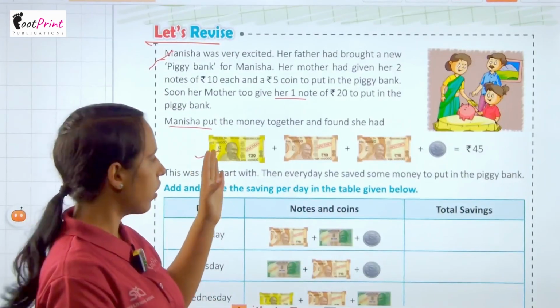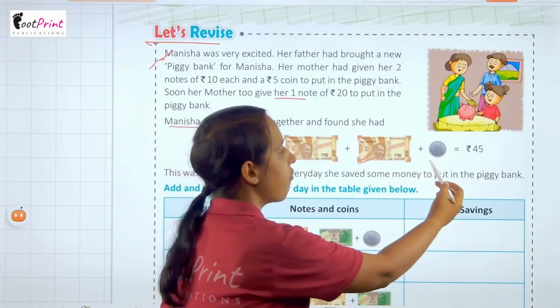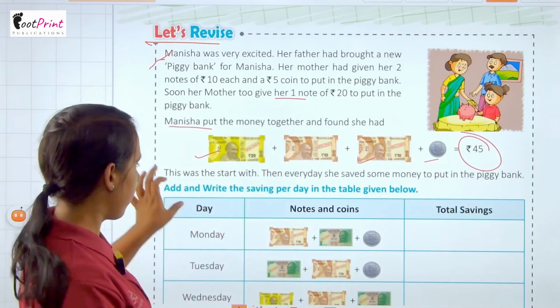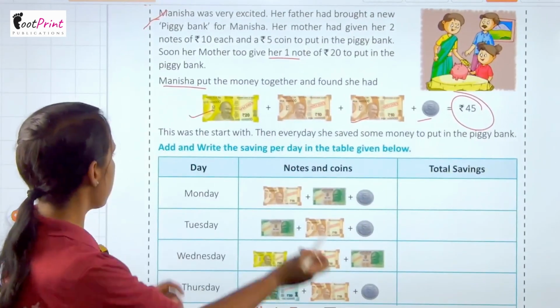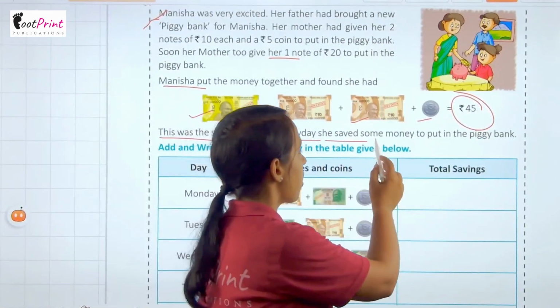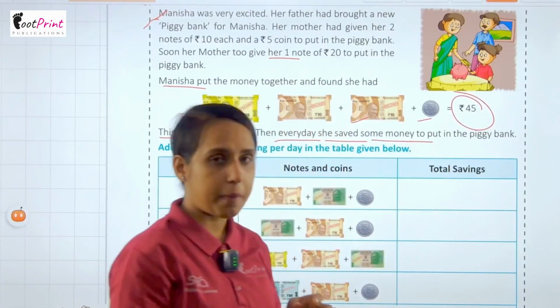20 rupees note, 10 rupees note, 10 rupee and 5 rupees coin. So total will become 45 rupees. Okay. So this was the start. Then every day she saved some money to put in the piggy bank.